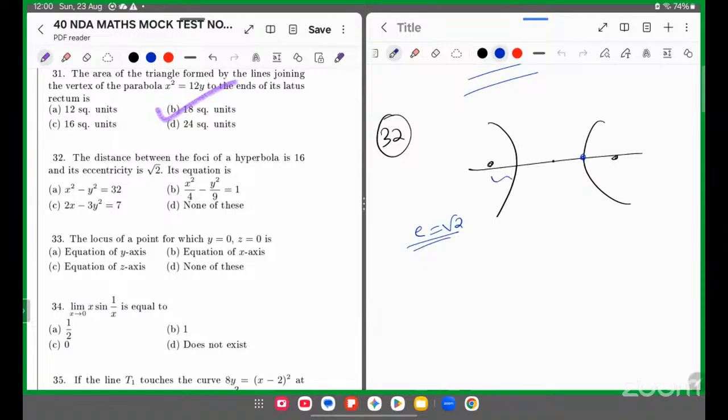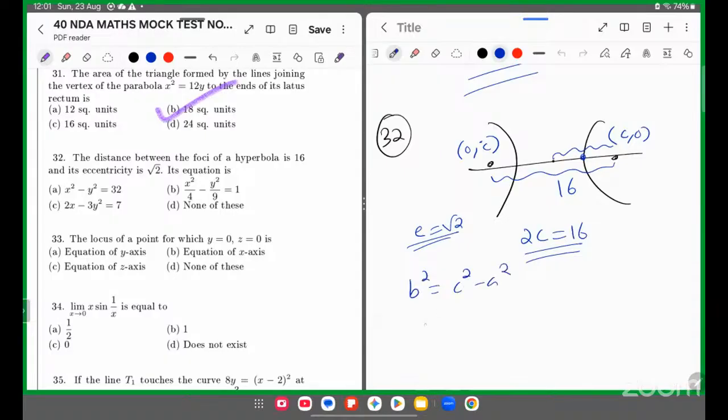So the distance between the foci is 16. That is actually, if the foci are considered as c comma 0 and 0 comma minus c, the total distance becomes 2c equal to 16. And we know the relation b square is equal to c square minus a square, and e equal to c by a.